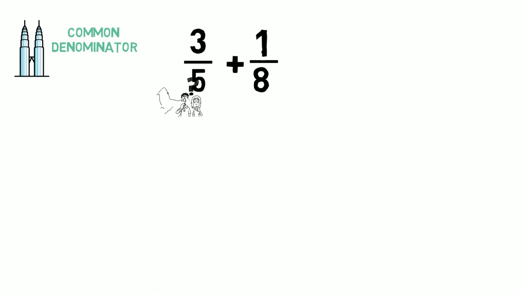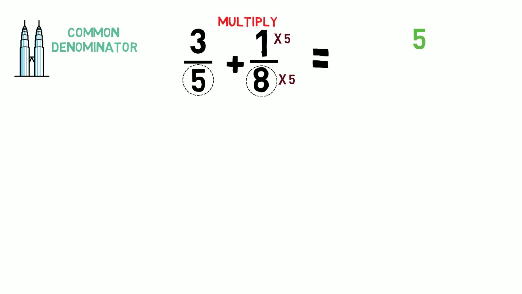Let's look at a few fraction addition problems to find the common denominator. We have 1/8 plus 3/5. The denominators are different. The easiest way to find the common denominator is to multiply both numerator and denominators by the same number. 1/8 times 5/5, which gives us the new fraction 5/40. 5 on top and 40 on the bottom.